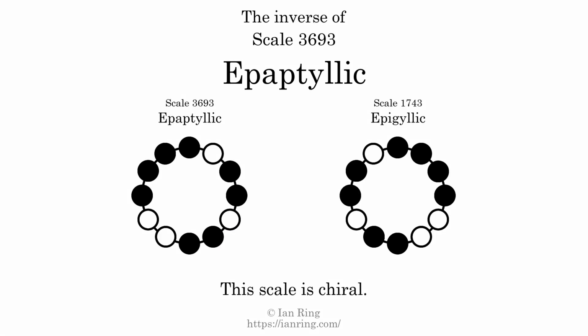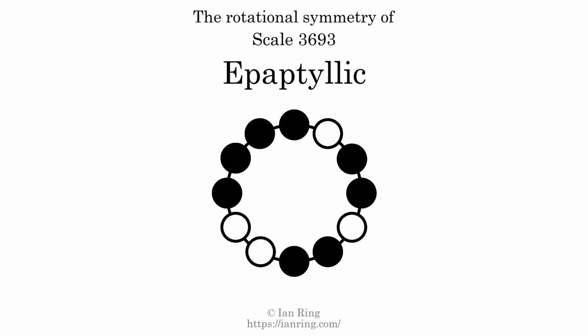The inverse of a scale is a mirror image. It is what you get when the sequence of intervals is reversed. The inverse of this scale is scale 1743, also known as epaptyllic. This scale is chiral. It cannot transform into its inverse by rotational transformation. This scale has no rotational symmetry.